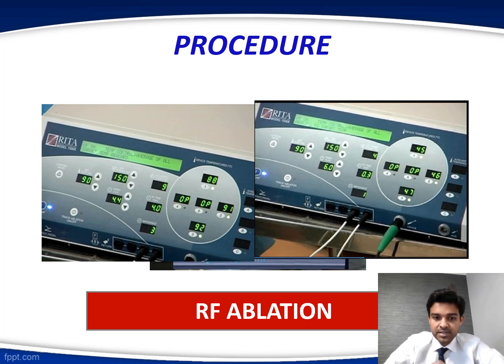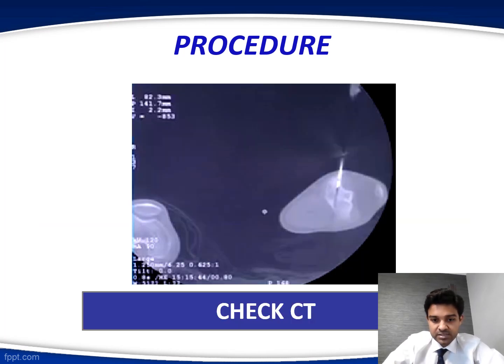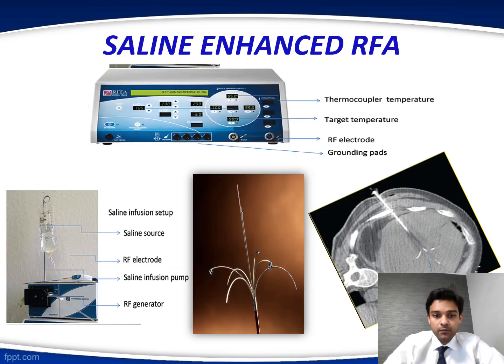So these thermocouples are basically at the tip of these electrodes. You have a thermocouple, and that feeds in the information of how the temperature is at the tip of the electrode. Then after the procedure is done, check CTs are done to see how well the ablation has taken place. Now let's see about saline enhanced RFA.